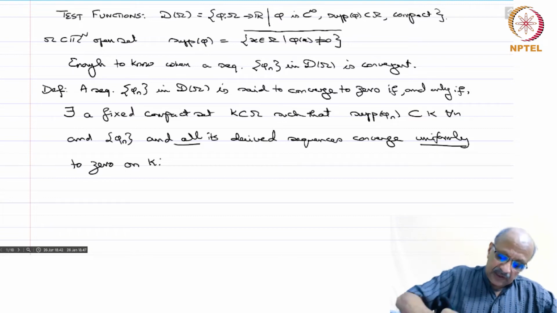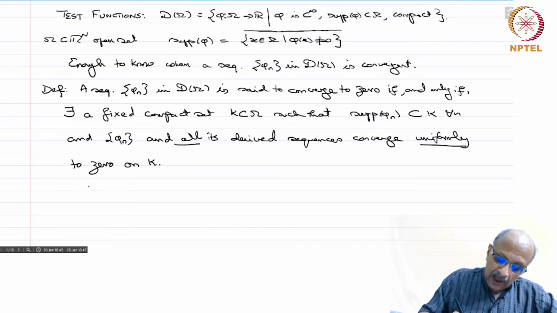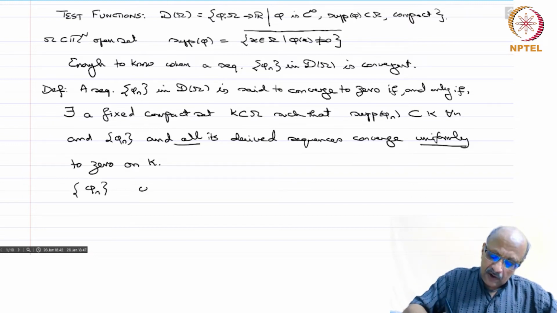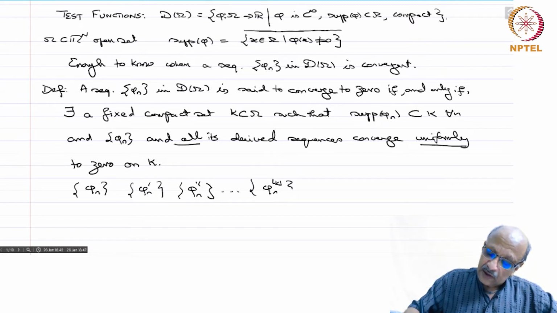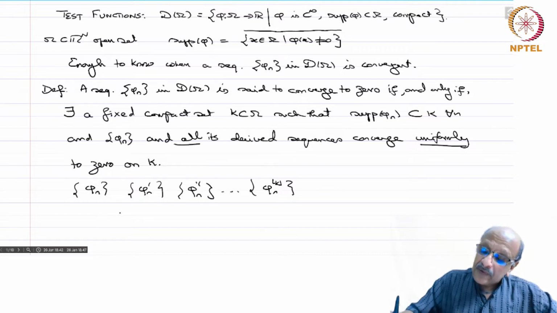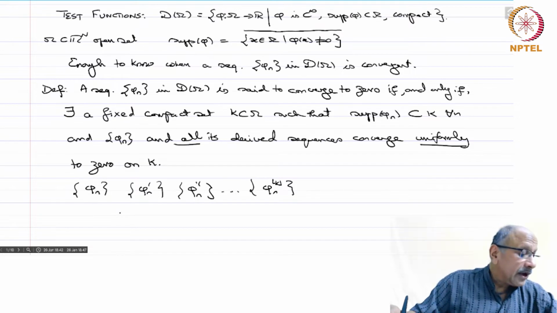So what do we mean by derived sequences? Let us take, for instance, in one dimension, n equals 1, so omega contained in R, let's say an interval. Then phi n is a sequence, phi n dash is a sequence, phi n double dash is a sequence, and so on, and the kth derivative of phi n gives you another sequence. So these are all the derived sequences. All of them must converge uniformly to 0 on this compact set. If you have higher dimensions, then you think of sequences got by all kinds of partial derivatives. Every one of them has to converge to 0. So this is a very costly condition. Lots of things have to happen in order that a sequence phi n goes to 0 in D of omega.